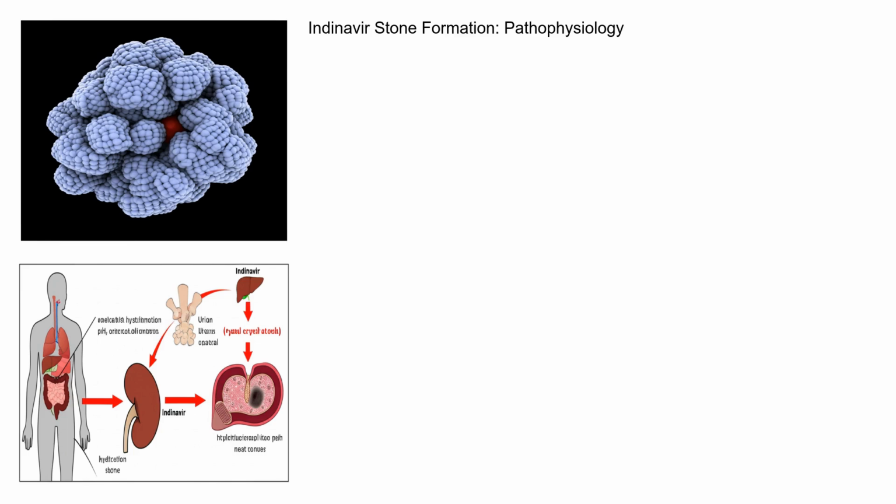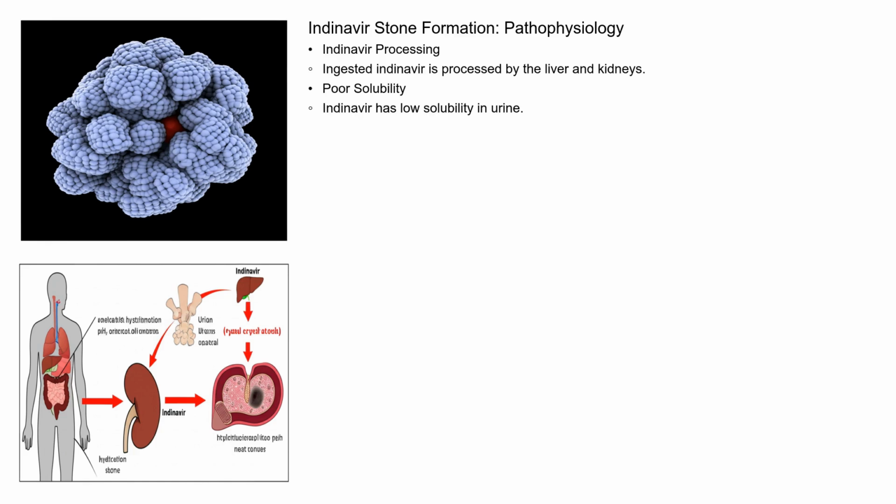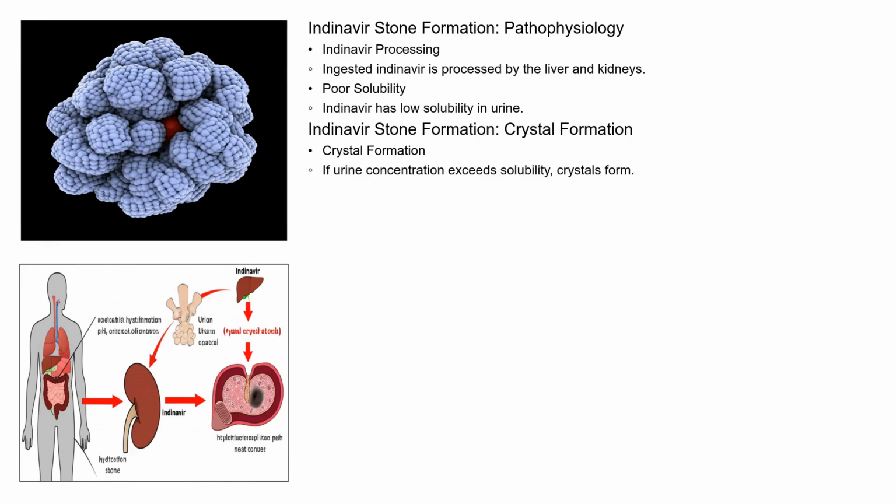The pathophysiology of Indinavir stone formation is relatively straightforward. Indinavir, once ingested, is processed by the liver and kidneys. Because of its poor solubility, if the concentration of Indinavir in the urine exceeds its solubility threshold, crystal formation begins. These crystals can then serve as a nidus, or starting point, for stone growth. Other factors like urine pH and the presence of other substances in the urine can also influence stone formation. The stones themselves can then cause obstruction within the urinary tract, leading to pain, inflammation, and potentially kidney damage.